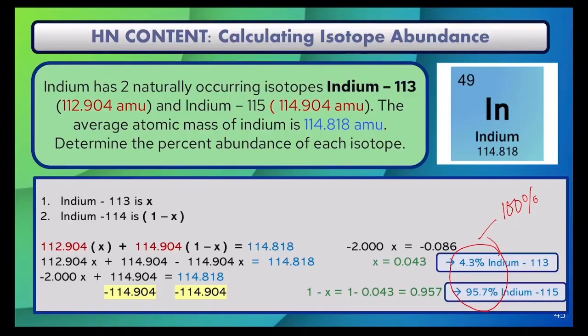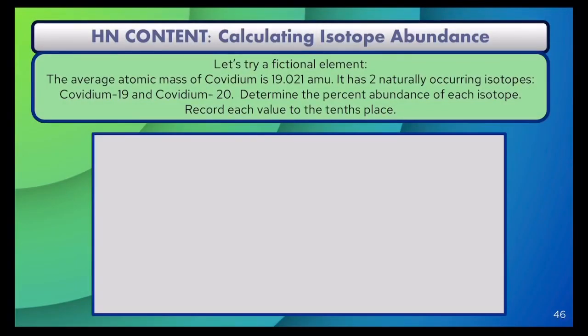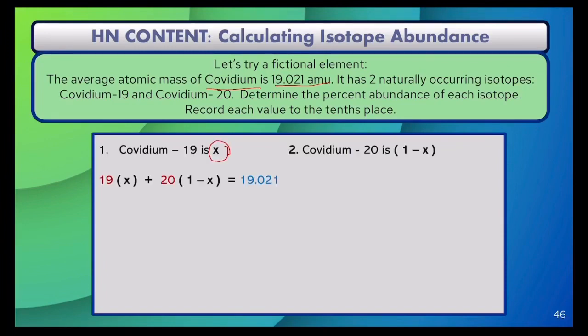For our last example, we're going to take a look at a fictional element. So the average atomic mass of our fictional element covidium is 19.021 AMU, atomic mass units. It has two naturally occurring isotopes, covidium-19 and covidium-20. We're going to determine the percent abundance of each isotope and record each value to the tenth place. So the setup for this will be exactly like the previous problem, where we take one isotope and assign it the relative abundance of x, and take the second isotope and assign it the relative abundance of 1 minus x.